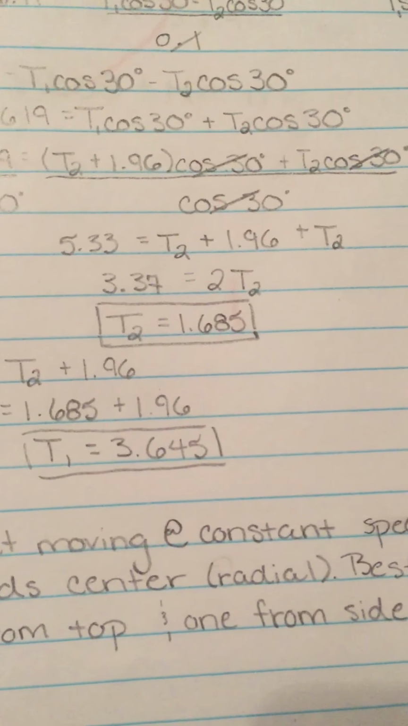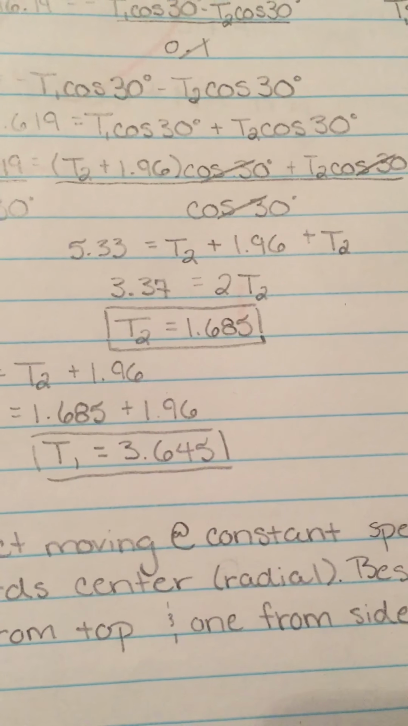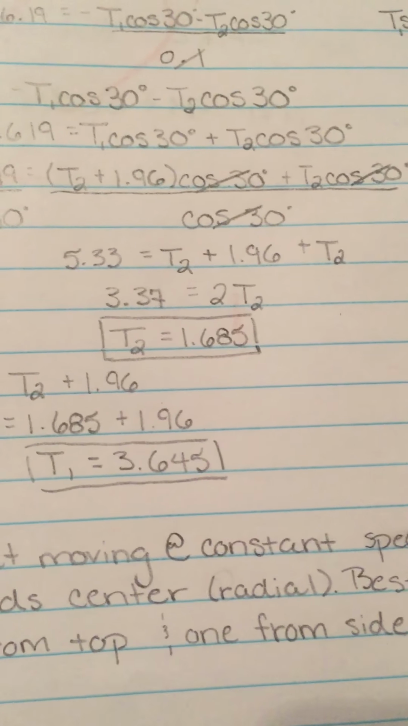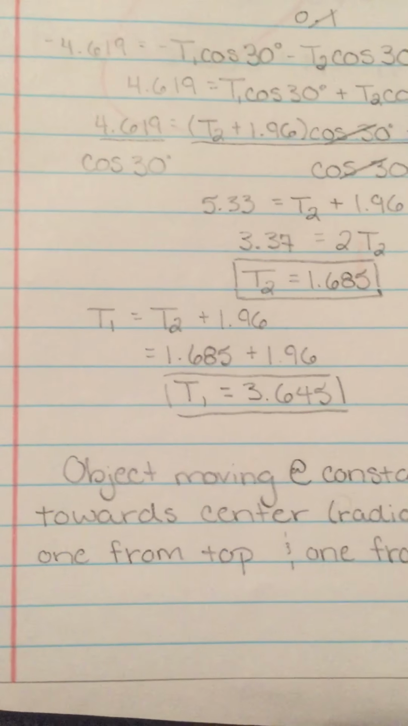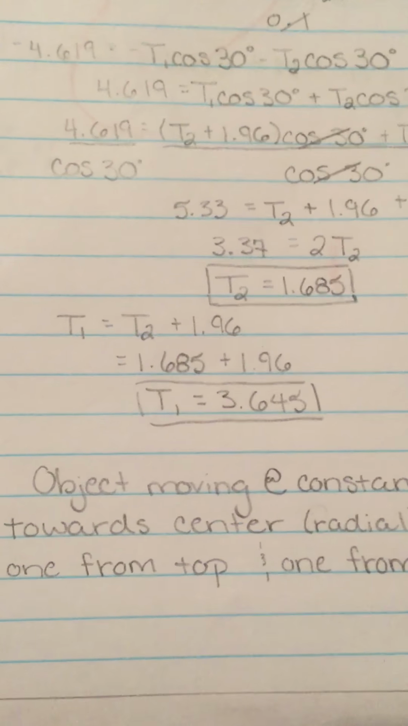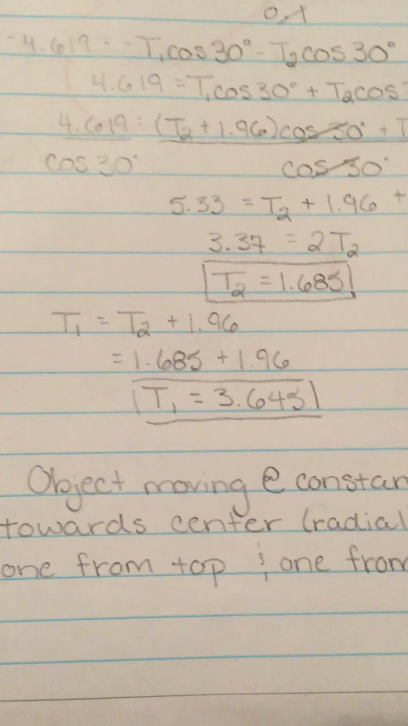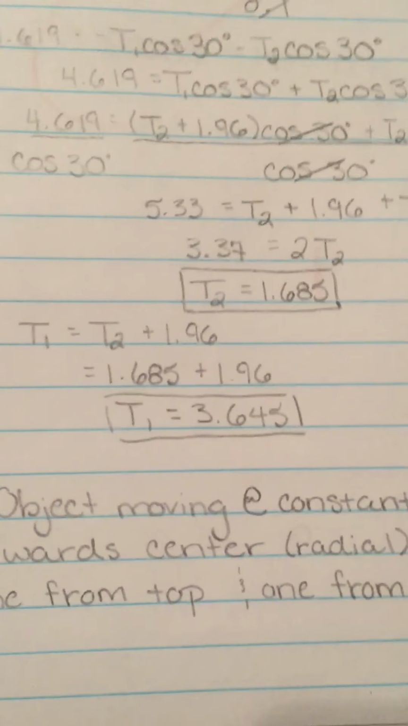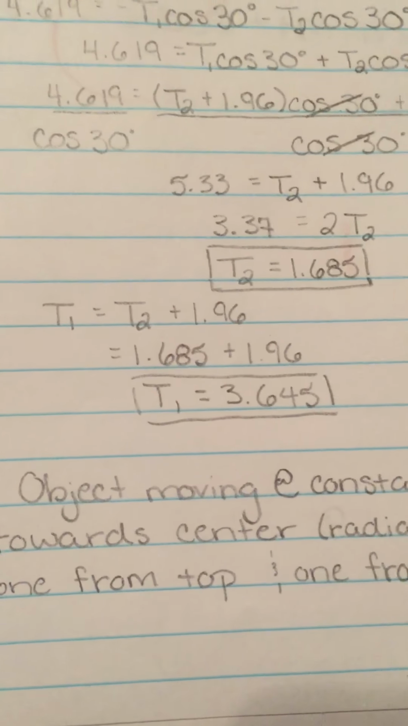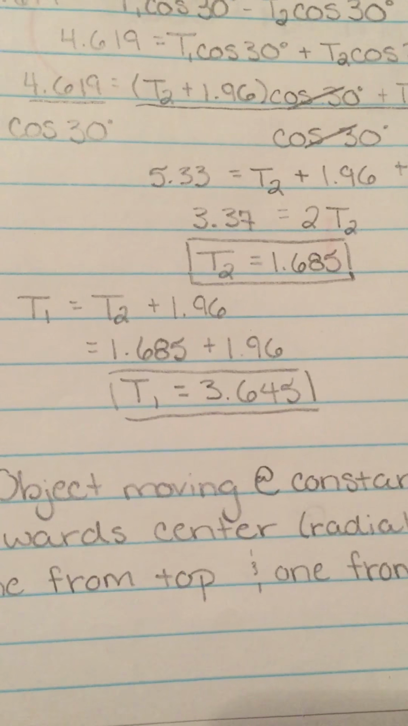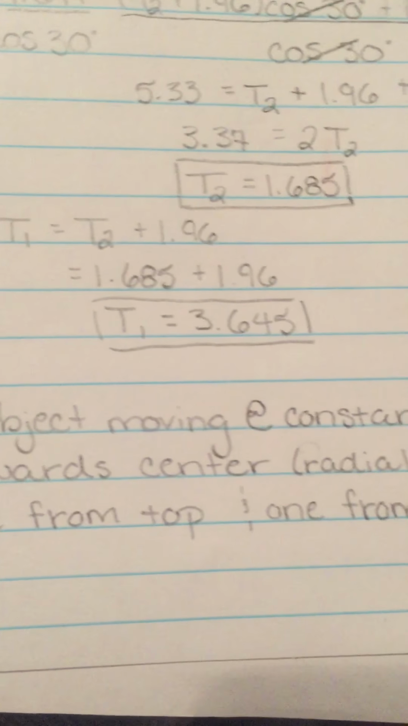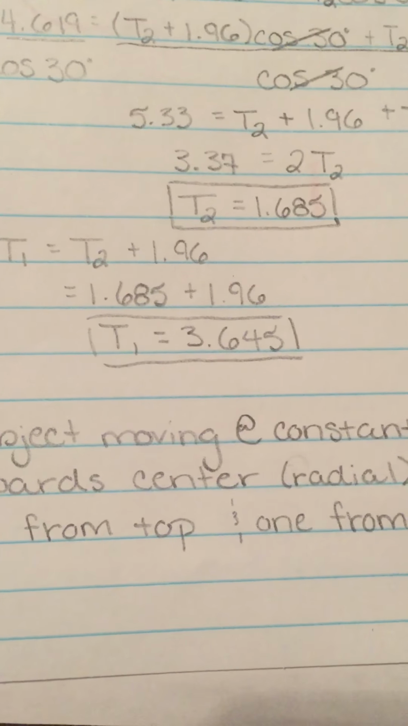Divide by 2, and we get t2 equals 1.685. And then now we can take our original equation that we got from our force problem, or y, sum of y, and then we have 1.685 plus 1.96, and then our t1 is 3.645.